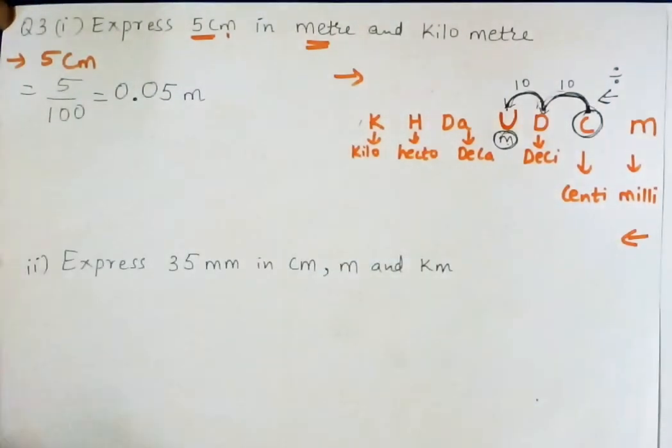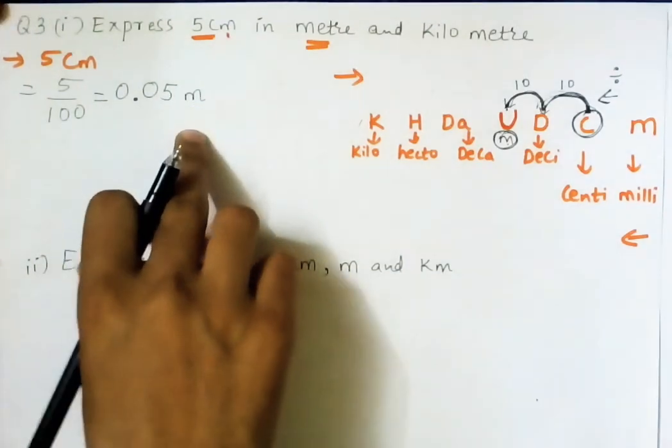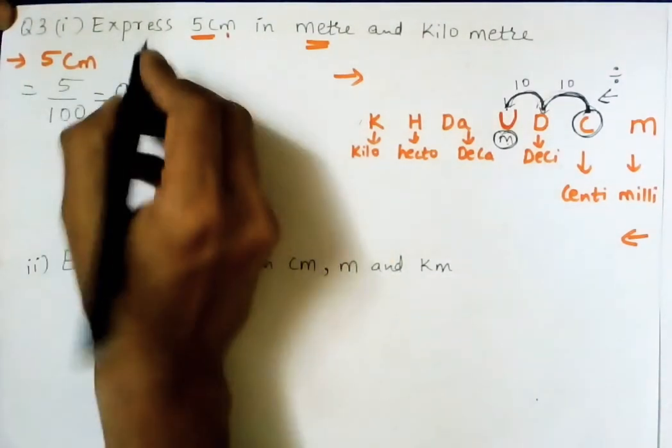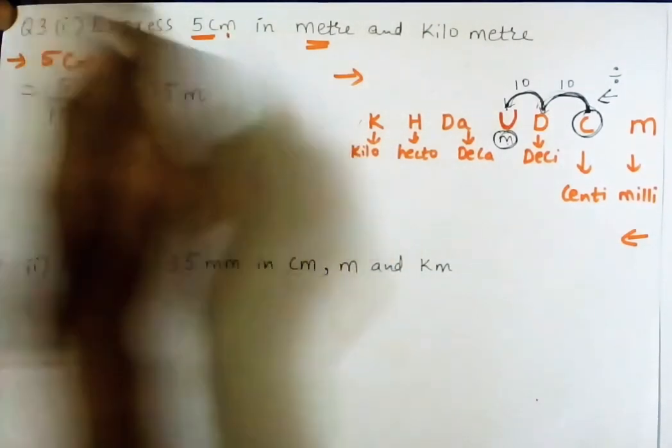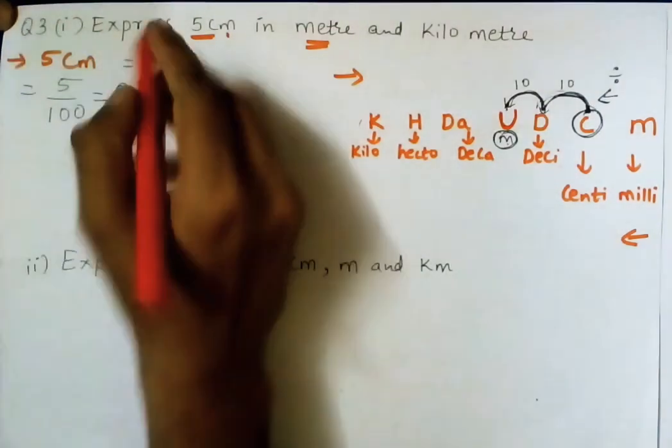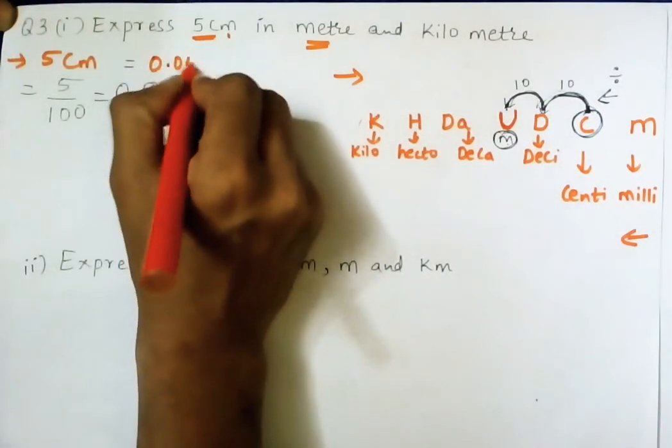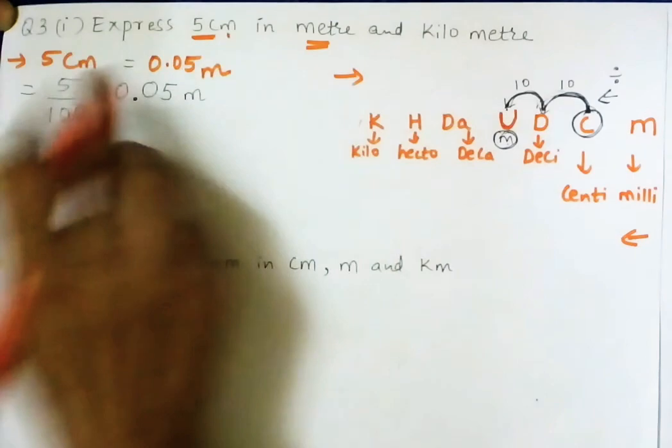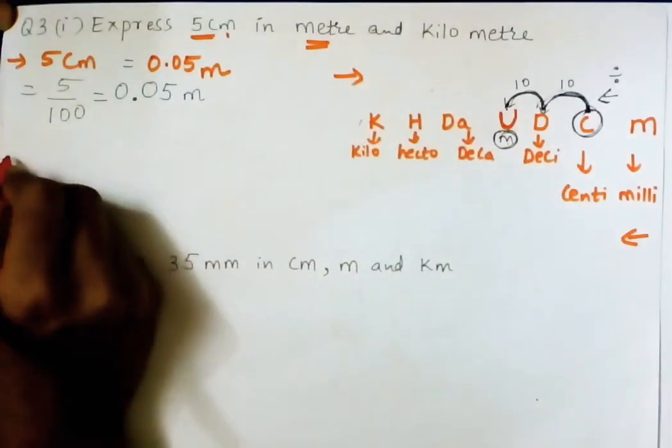So we have converted. Now this answer is in meter. So 5 centimeter is equal to 0.05 meter. You can write it: 5 centimeter equal to 0.05 meter. So centimeter to meter is done.